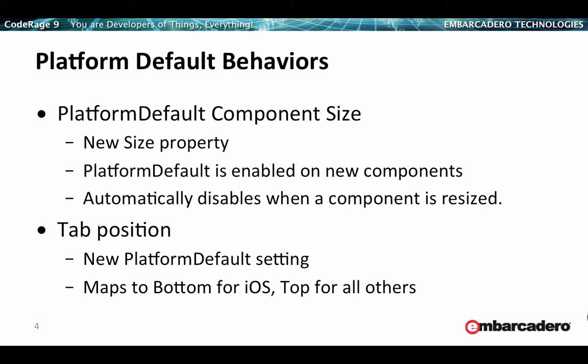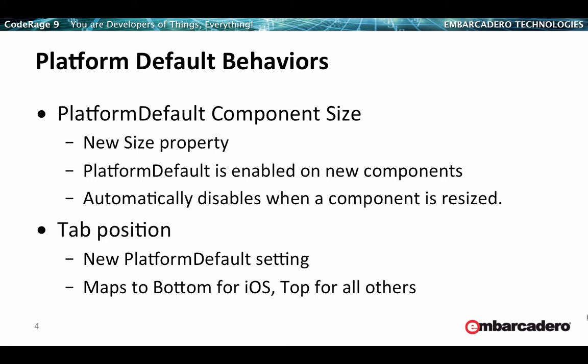The old width and height properties still exist, but they set and retrieve their values from this new T-control size object. When you drop a new component on the form, the platform default property is set to true. When you resize the component, either in the designer or in code, it automatically turns off the platform default setting so that the component keeps the size that you designed on all the platforms.